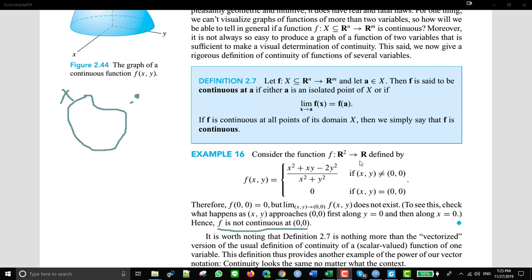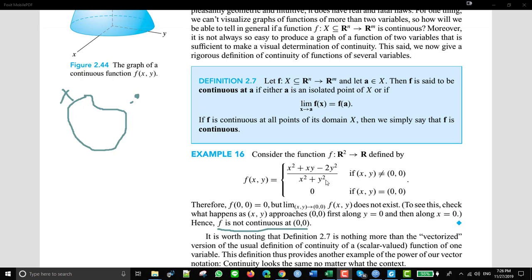Okay, so let's look at this function. So we can test out this definition. This is a piecewise defined function. At 0, 0, we have one definition, and everywhere else, we use this formula. At 0, 0, we're going to define the height of the function to be 0, and everywhere else we're going to use this formula to determine what height the function is. And we're going to ask, is this function continuous at 0, 0?